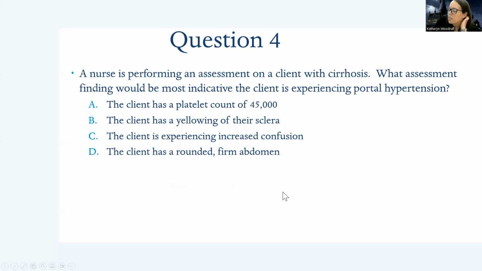All right, so question number 4. A nurse is performing an assessment on a client with cirrhosis. What assessment finding would be most indicative that the client is experiencing portal hypertension? So here we go back. We've had a question about hepatic encephalopathy or ammonia issues. We've had a question about varices. So this one is now talking about portal hypertension.